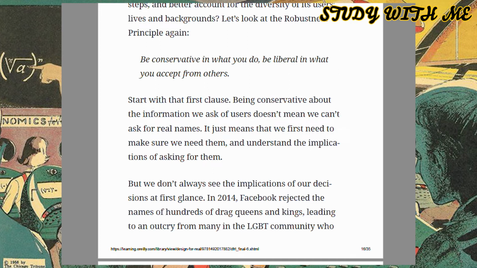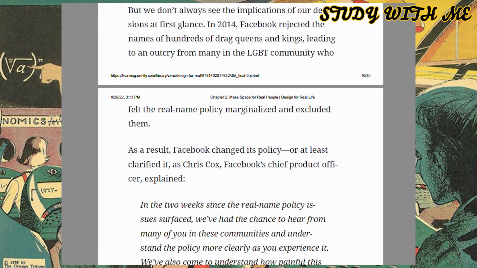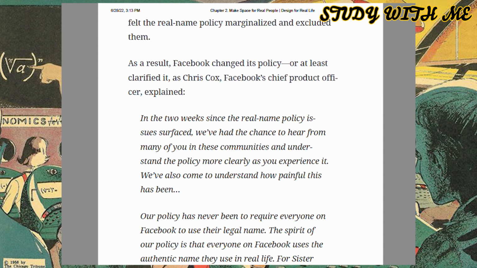In 2014, Facebook rejected the names of hundreds of drag queens and kings, leading to an outcry from many in the LGBT community who felt the real name policy marginalized and excluded them. As a result, Facebook changed its policy, or at least clarified it, as Chris Cox, Facebook's chief product officer, explained.